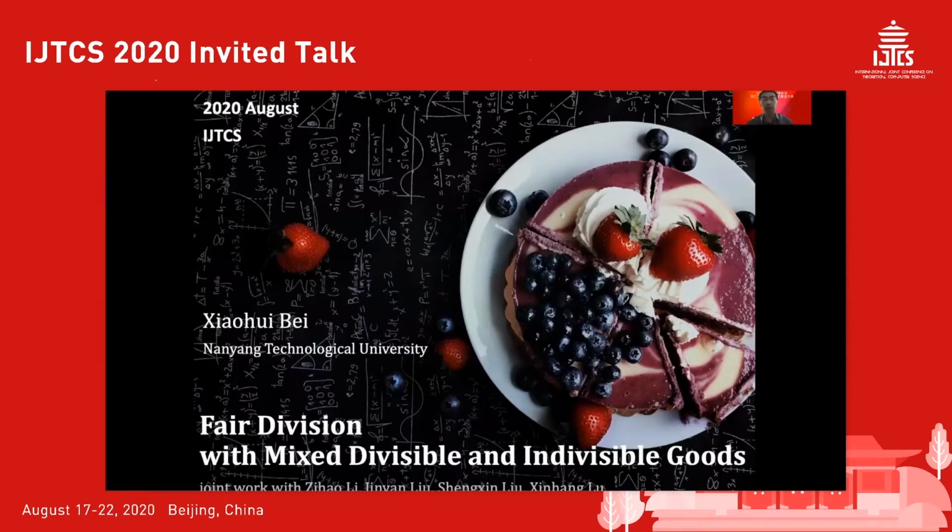So today I want to talk about fair division with mixed divisible and indivisible goods. This is joint work with Zihao Li, Jinyan Liu, Shengxin Liu, and Xinhang Lu. The topic of the talk today is fair division. It deals with how to fairly divide some resources.